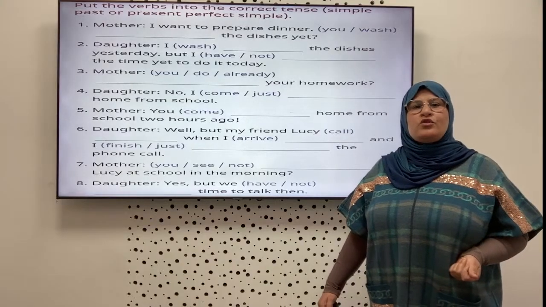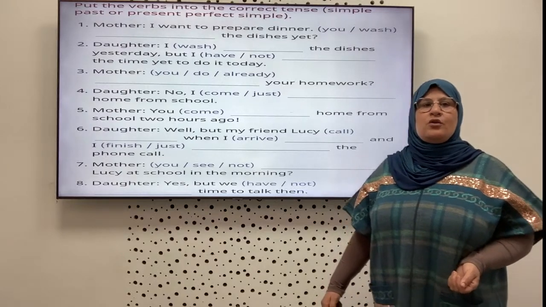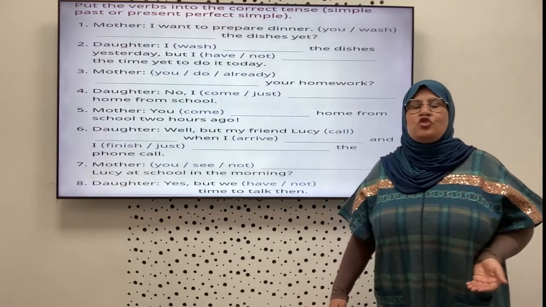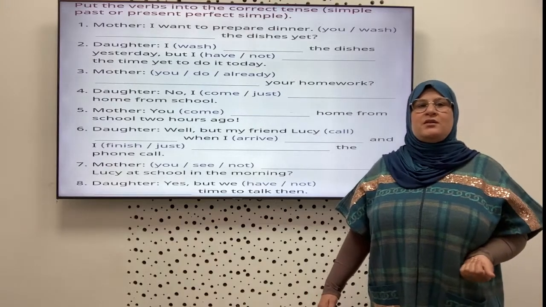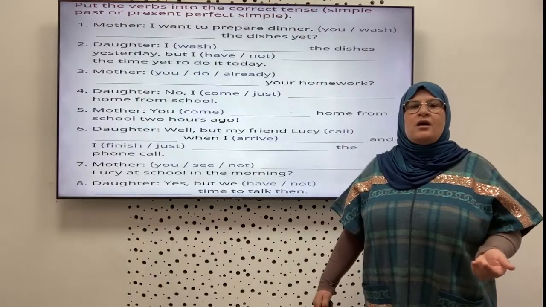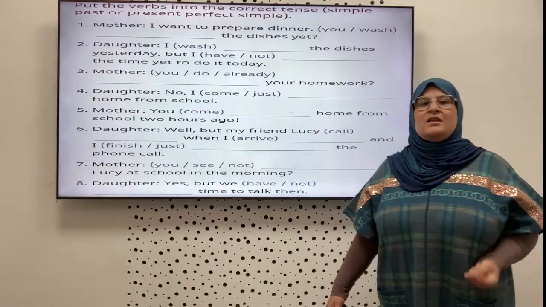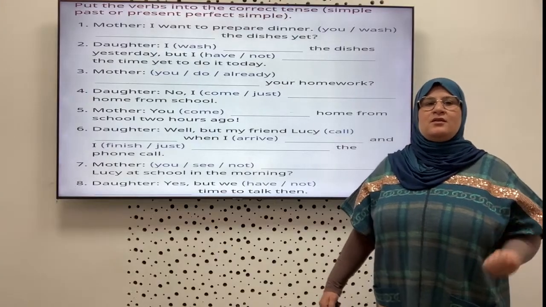Daughter: I washed the dishes yesterday. You see, yesterday refers to a period of time that is finished, so we use the past simple tense. I washed the dishes yesterday, but I haven't had the time yet to do it today. So there are two main indicators, today and yet.